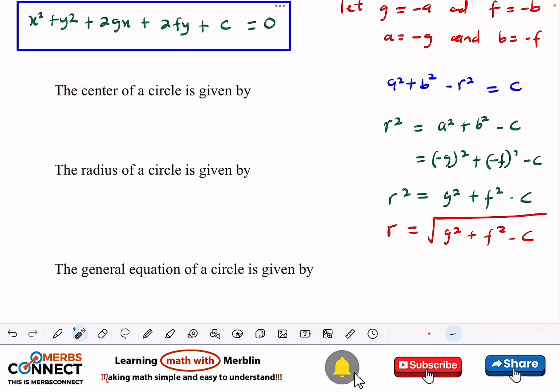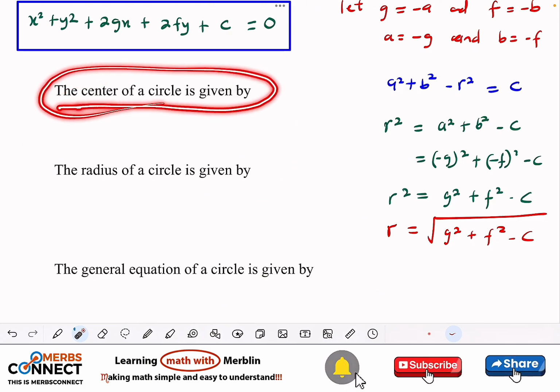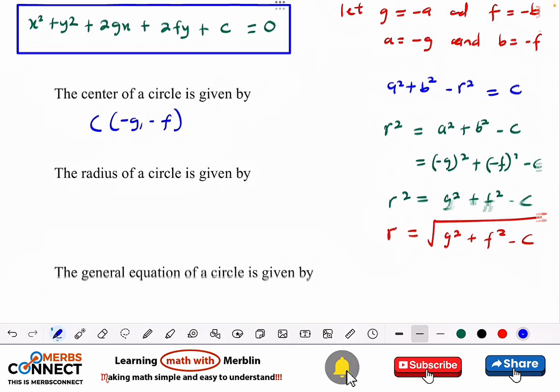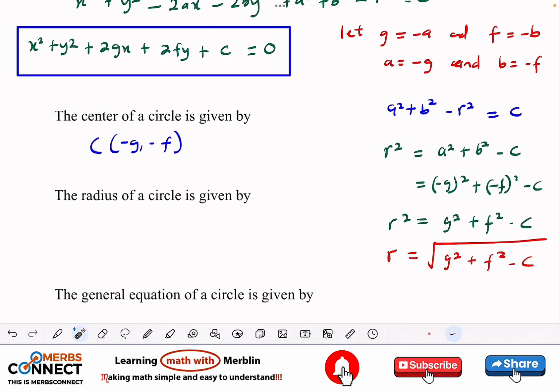So we've done a lot here, but that's why I brought this here. I'll just write them for you. So now the question is, the center of this circle is given by this. The center is minus j, minus f. So have it in mind. Anytime you have the equation in this form, this is my center. So when I find j and I find f, I need to negate it, right?